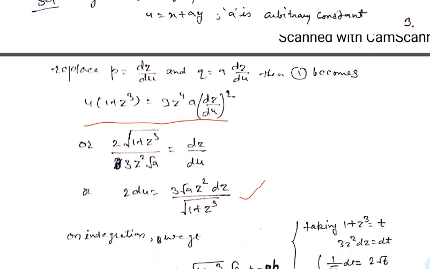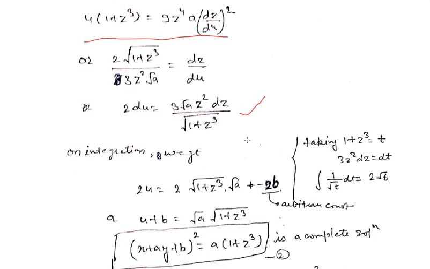Now let's take 1 plus z cube is equal to t. When 1 plus z cube is equal to t, if we differentiate it on both sides, we get 3z square dz is equal to dt. So in place of 3z square dz we will write dt. Square root of 1 plus z cube becomes square root t, so it becomes 1 upon root t dt.